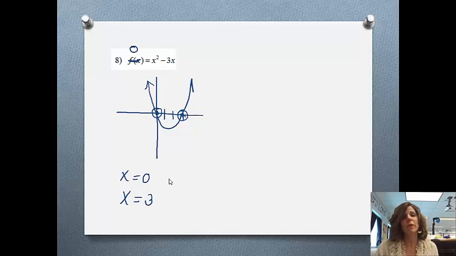So now hopefully you are familiar with solving a quadratic function or an equation by graphing.